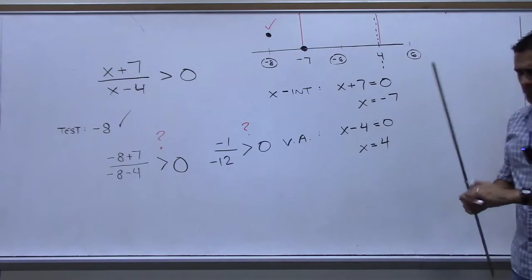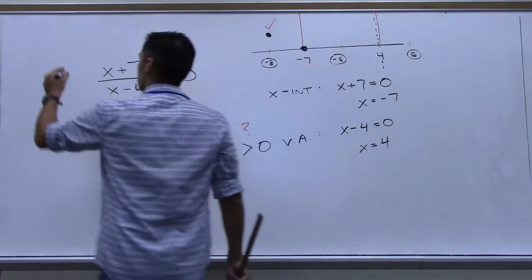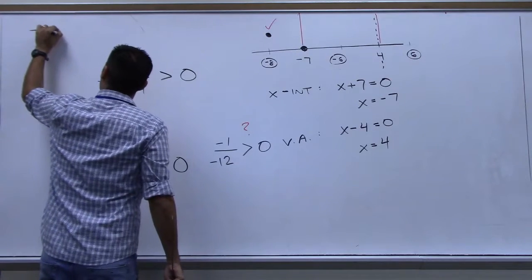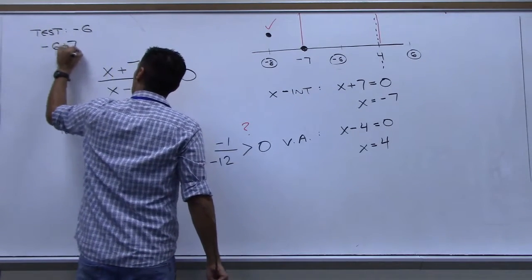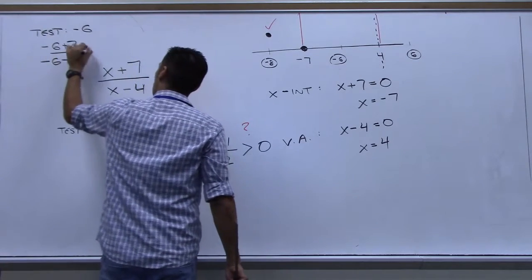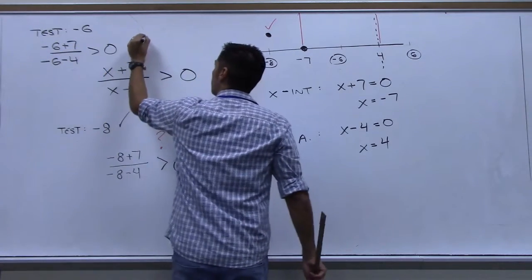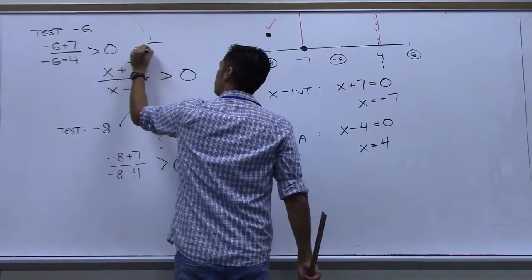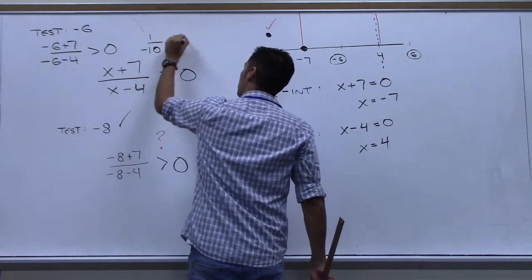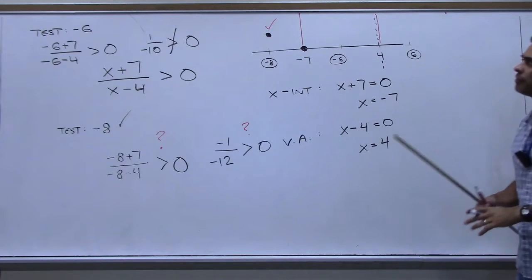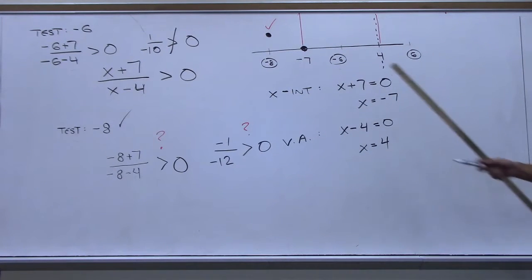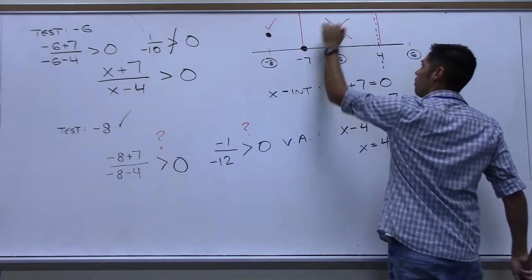So how about -6? Does -6 work? It doesn't work? Okay, so let's see. I put -6 plus 7 over -6 minus 4. Is that greater than 0? Well, that's 1 over -10. Is that greater than 0? No, that is not greater than 0. Which tells me that anything between -7 and 4 does not work.